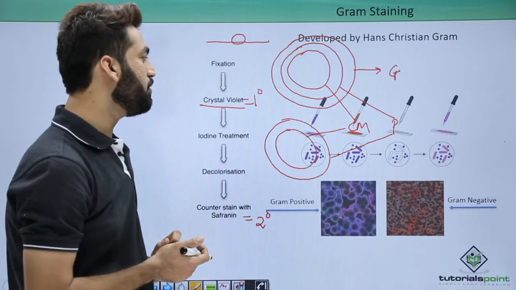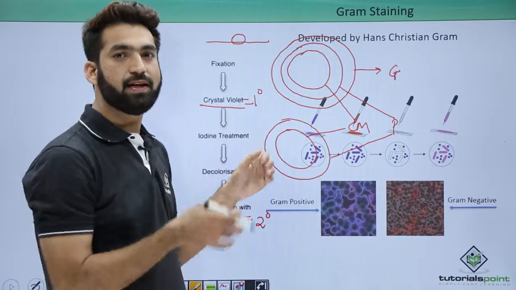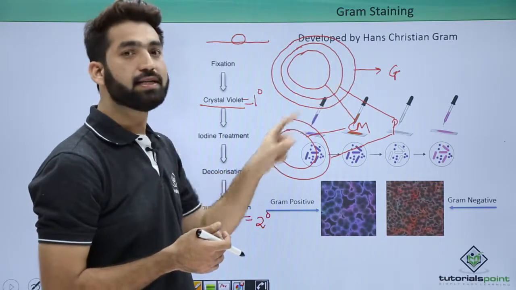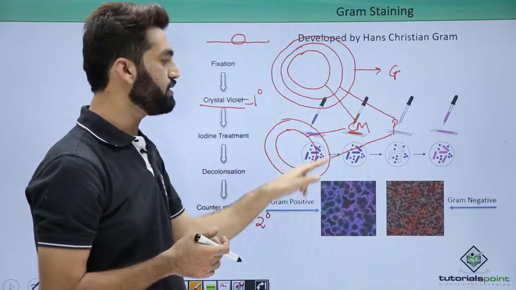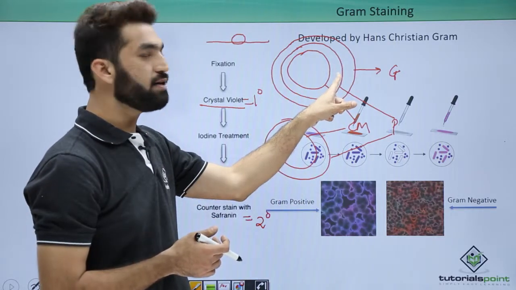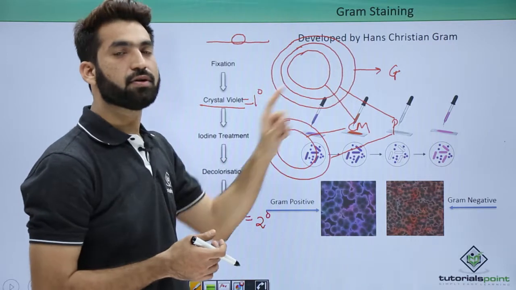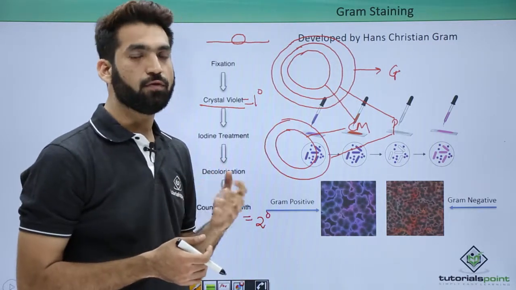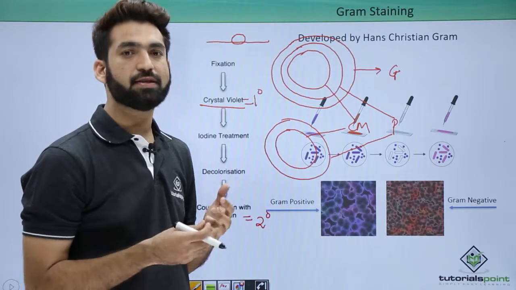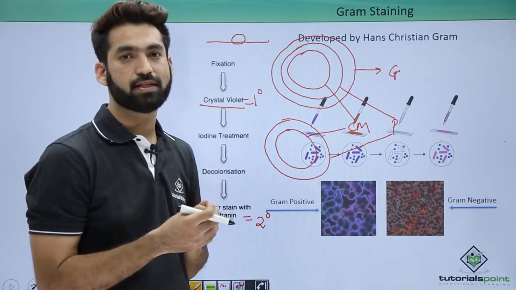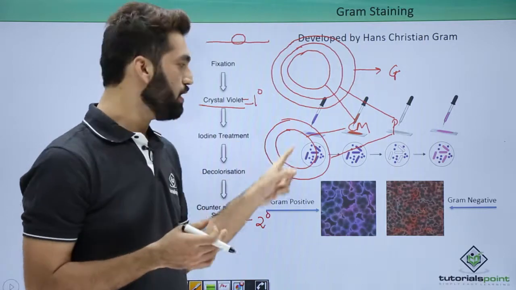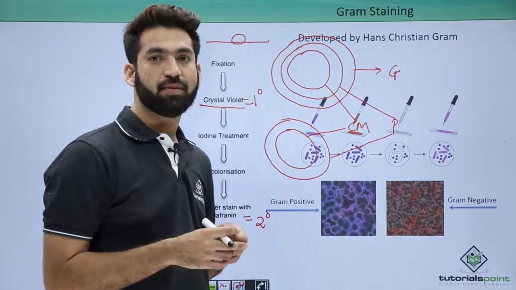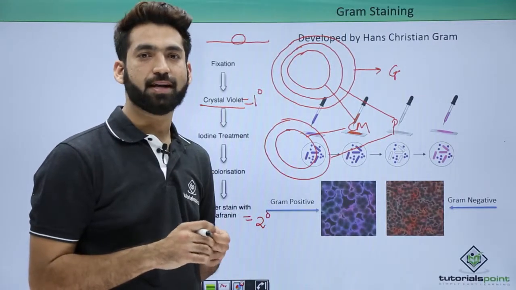Now one more thing I'll tell you. I've told you penicillin affects the peptidoglycan layer. In gram positive bacteria, the peptidoglycan layer is outermost, and in gram negative bacteria it is the second layer. So gram negative bacteria are more resistant, or not exactly resistant, but less sensitive to the penicillin drug, while gram positive bacteria are more sensitive. Next session we'll be detailing different bacterial life processes.